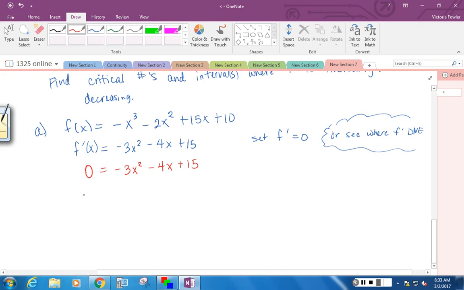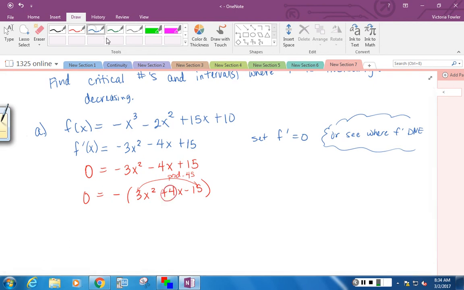And why not factor out that negative? This is where it comes in handy to be able to factor quickly. I could use the grouping method if I want. Just as a side note, if you're doing a grouping method, or you might call it the AC method, which is probably what you've heard of, we're going to look for numbers that multiply to negative 45, because 3 times negative 15 is negative 45, and they're going to add to 4.